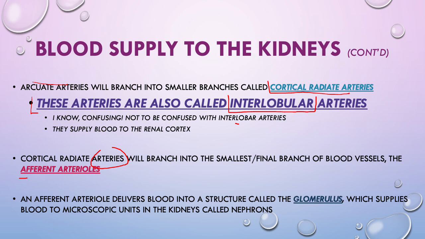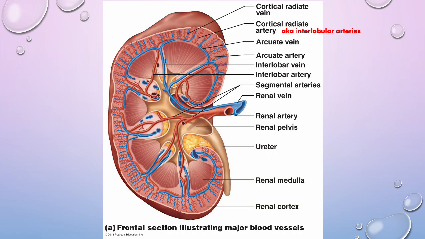So the first piece is going to be called the afferent arteriole, okay? The afferent arteriole delivers blood into a structure called the glomerulus, okay? And this one is going to supply blood to very microscopic units called the nephrons. This is the basic structure of the kidneys, okay? So we have gotten to this point. We got all the way to here, and now we're going to go into the afferent arterioles, okay?